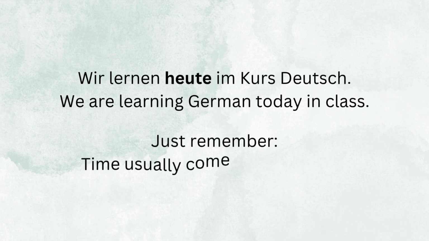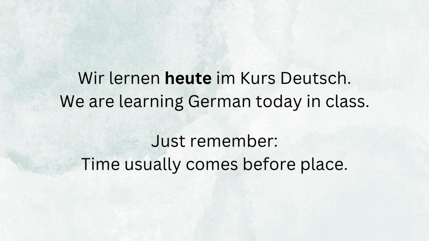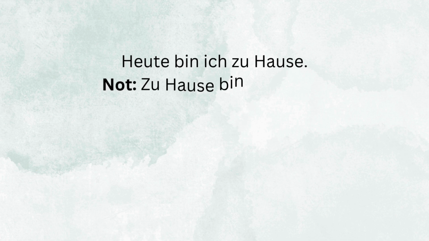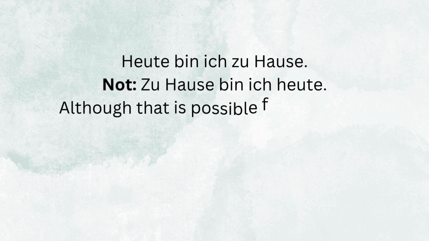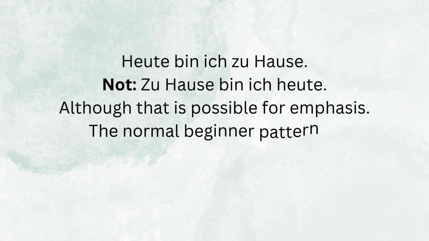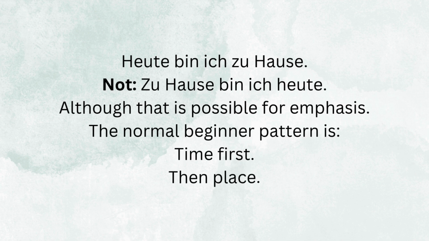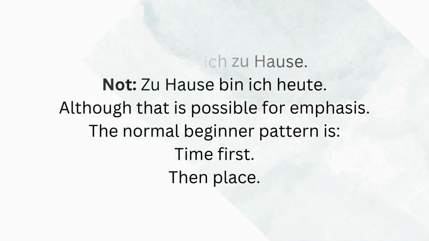You don't have to memorize this perfectly right now. Just remember, time usually comes before place. For example, Heute bin ich zu Hause. Not Zu Hause bin ich heute, although that is possible for emphasis. The normal beginner pattern is time first, then place.